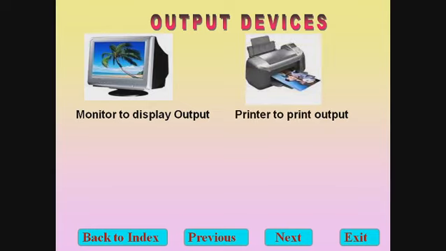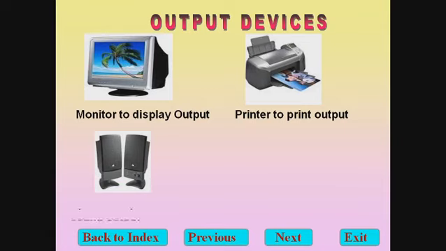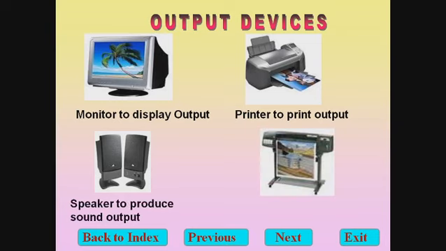Second device is printer. If we want a hard copy of our output, then we can print it using a printer. We have speakers also as an output device. In case your output is in the form of sound, then speakers are used. Another device is known as plotter. If we have to print big size, high quality graphics, in that case we can use a plotter.